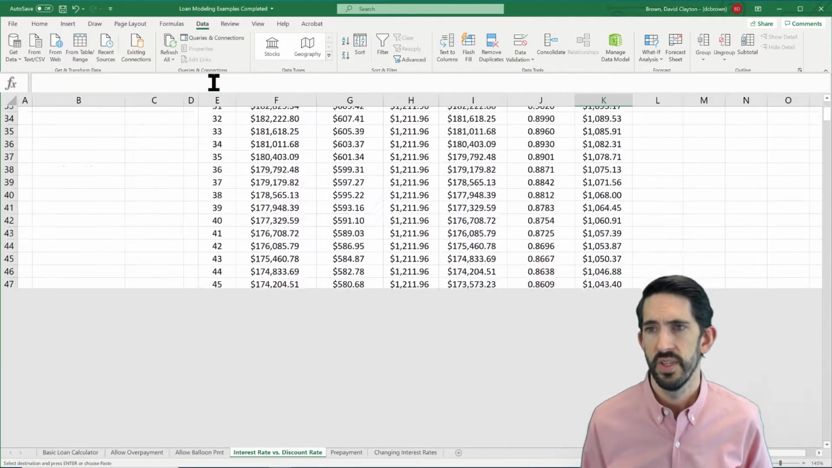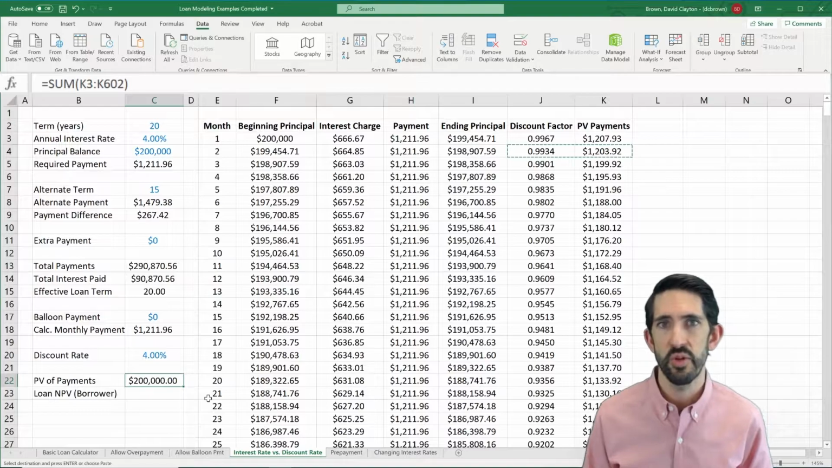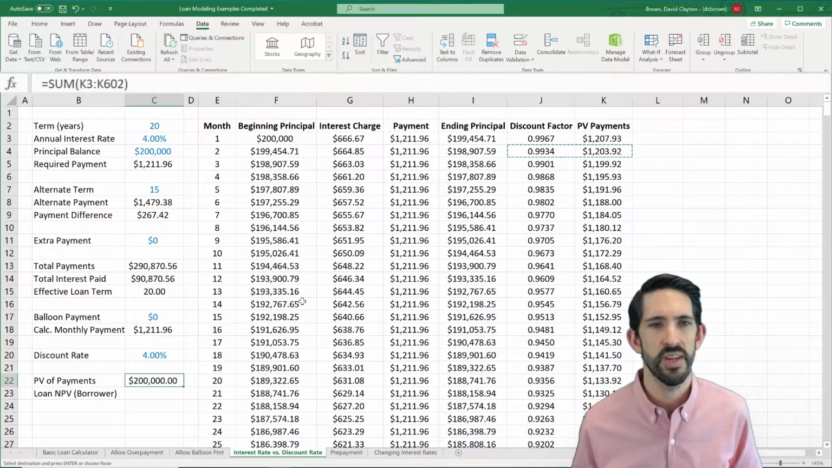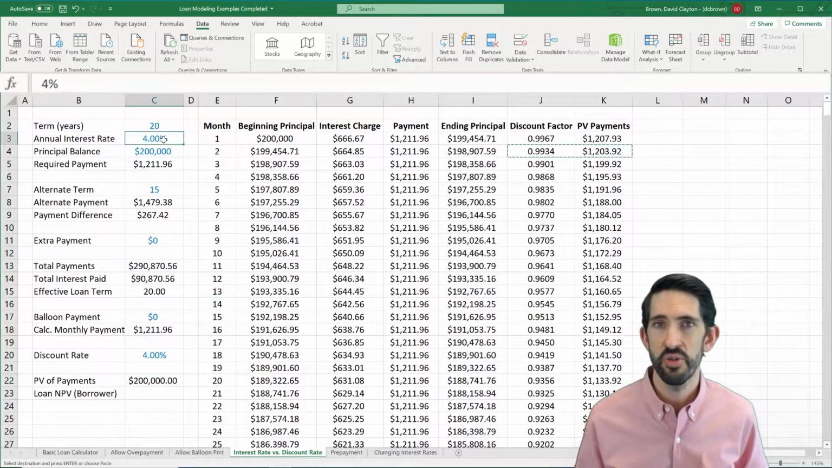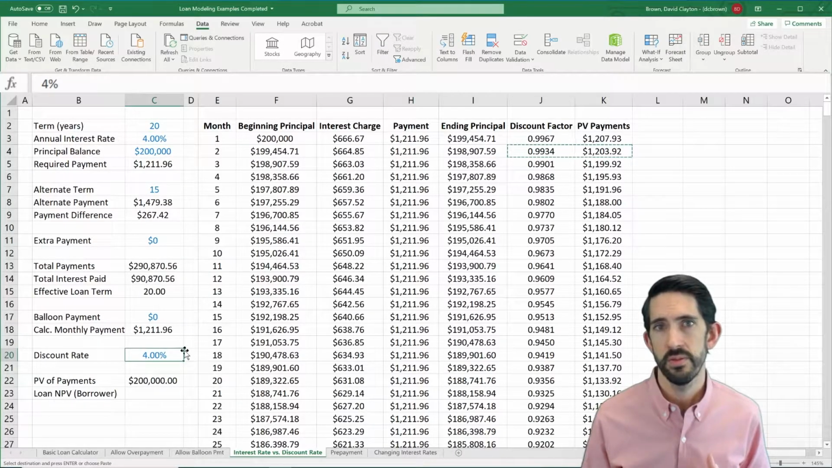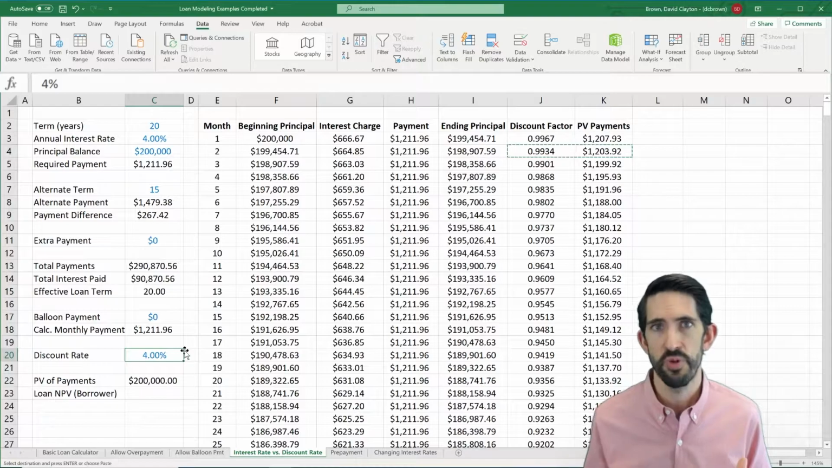out. All right, so let's go back and now let's check out our present value of payments. Well, it's equal to $200,000, right? We've seen this number before. Why is it equal to $200,000? Well, because the annual interest rate that we're paying is 4%, and the discount rate, or the cost of capital to mortgage borrowers, is 4%.